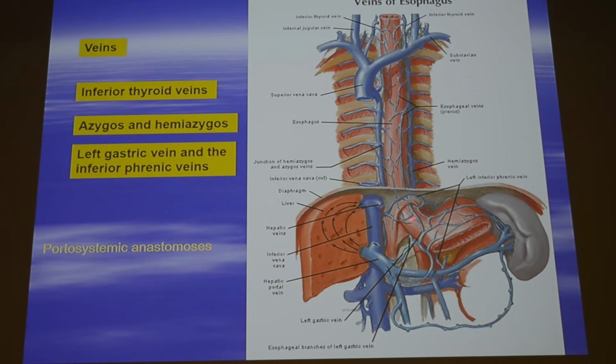The lower part, the abdominal part, will be drained differently. You know the difference between arteries and veins? Yes. In terms of function? Arteries will supply oxygenated blood. Veins will take the deoxygenated blood and take it back to the circulation.